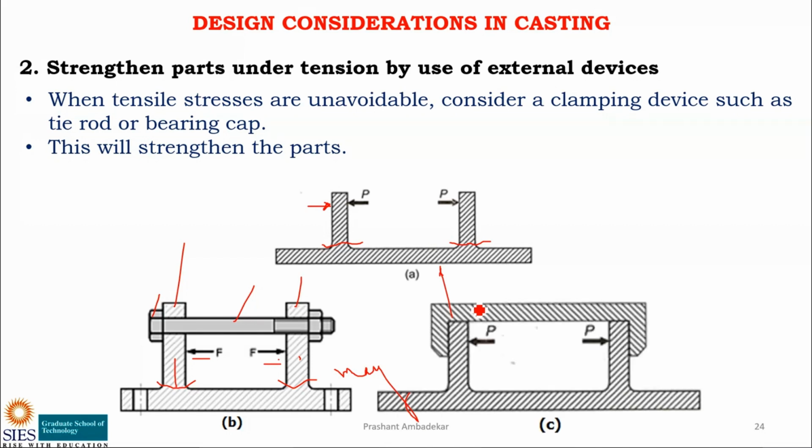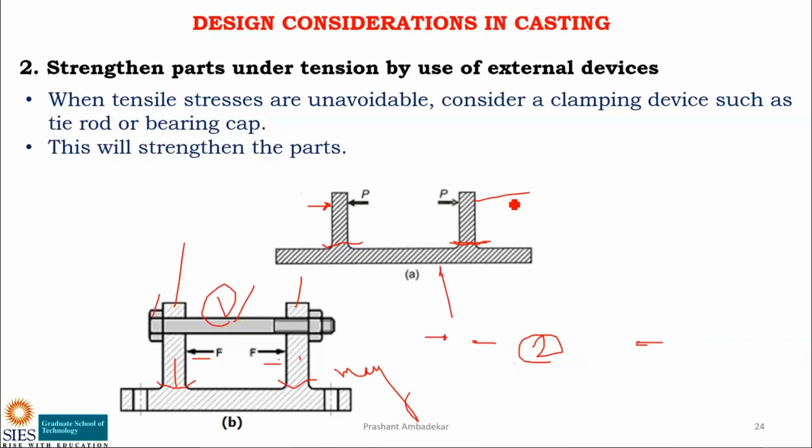Or there is another way to use it. I will not say nullify, but to reduce the effect of this tensile force. This is one method, and this is the second method. Now you can see a bearing cap is provided here, because of which what will happen? The force which is applied by this will be taken up by this, and it will be taken up by this. So now this is not as vulnerable as it was here. It's not that vulnerable to suddenly fail because of tensile force.